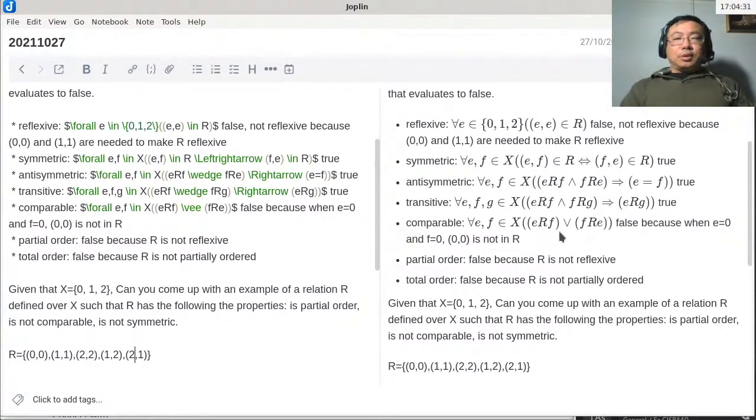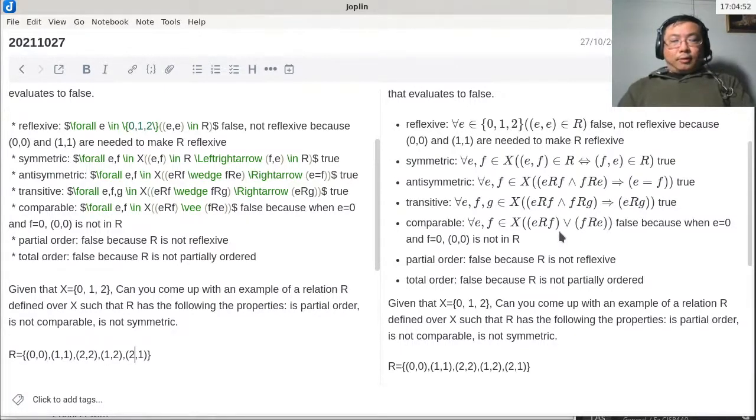Because if you choose E to be 1, F to be 2, and then G to be 1, hey, not a problem, because (1, 1) is here too. If you choose E to be 2, F to be 1, and then G also to be 2, it is also not a problem, because (2, 2) is also here. So there we go.